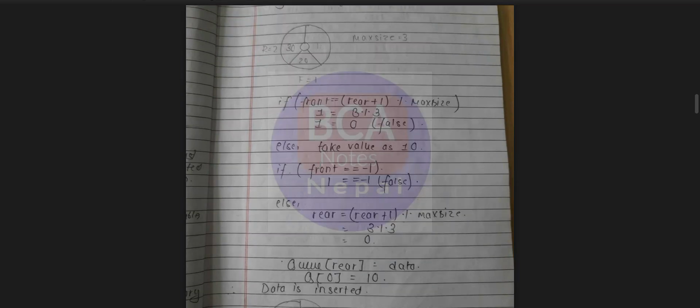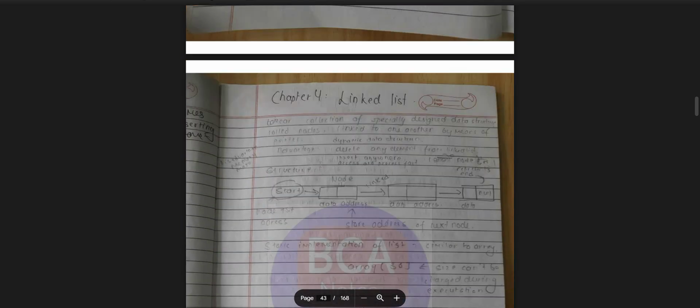We can solve the limitation of the linear queue using the circular queue. If front equals rear plus 1 modulo max size, the queue is full. Take a value as 10: front is equal to front minus 1, rear is equal to (rear plus 1) modulo max size, queue[rear] = data. The data is inserted in this way, and the circular queue overcomes the limitation of the linear queue when inserting an element.